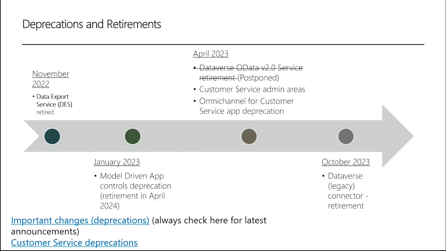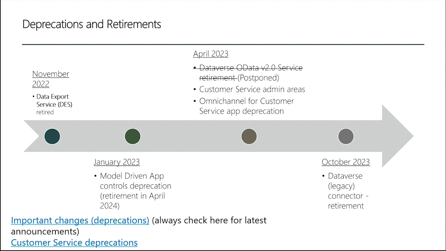The big one that was originally scheduled here in April was the OData version 2 service, and that was going to be retired in April. That's been changed, and it's actually postponed to give everyone more time to update their environments and make changes so they're not using that. There isn't a date that I know of yet that's been posted as far as when that will be retired, but we definitely would recommend that everyone make those changes as soon as possible, because that retirement will be coming. It's just postponed from now. So if you're using that, make sure to start using other solutions.